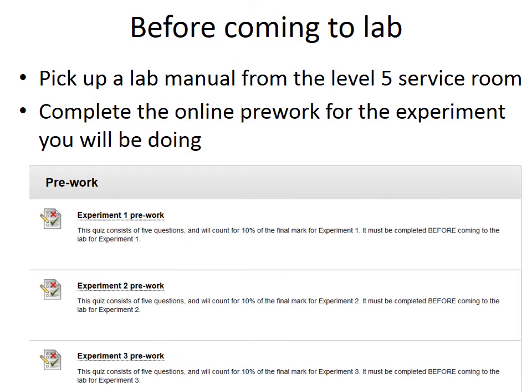Before you come to class each week, you must complete the online pre-work for the experiment you'll be doing. This is a very easy quiz, just 5 multiple choice questions, and many of the answers can be found in the lab manual. The pre-work is essential. It is designed to make sure that you have read the lab before you come to class, and it will cover any safety issues that you need to think about. If you haven't done the pre-work, you will not be allowed into the lab and you will therefore be given a mark of 0 for that week.